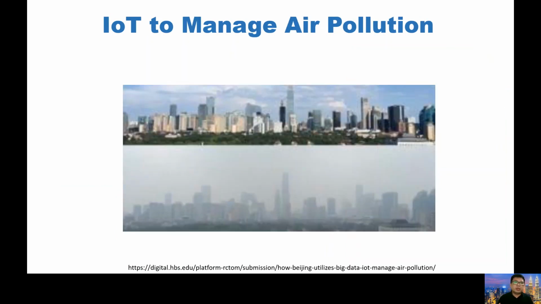In the next slide, in Beijing, China, IoT is also used to manage air pollution. Why? It's due to China's growth in the past 3 decades. Due to the industrialization in China and the economic growth, China needs to pay very heavy costs of environmental degradation. The average air pollution level of PM 2.5 was 18.4 ug per cubic meter in Beijing in 2015, as compared to the healthy guideline set by the World Health Organization, which is 10 ug per cubic meter.